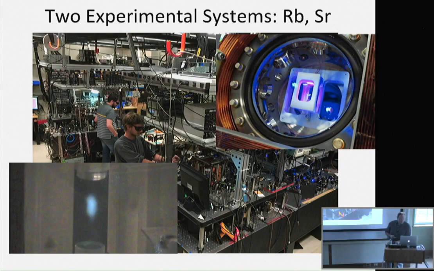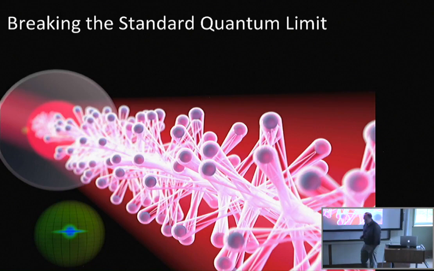So the first experiment I'm going to tell you about is actually operating. It's work that Kevin was really the lead on, on the rubidium experiment. And that's the idea of breaking through what's known as the standard quantum limit. The idea of what this picture is trying to show is that instead of having independent atoms, there's this kind of ethereal stuff called entanglement that's going to link these atoms and create what are known as spin squeezed states. That's the broad story here.